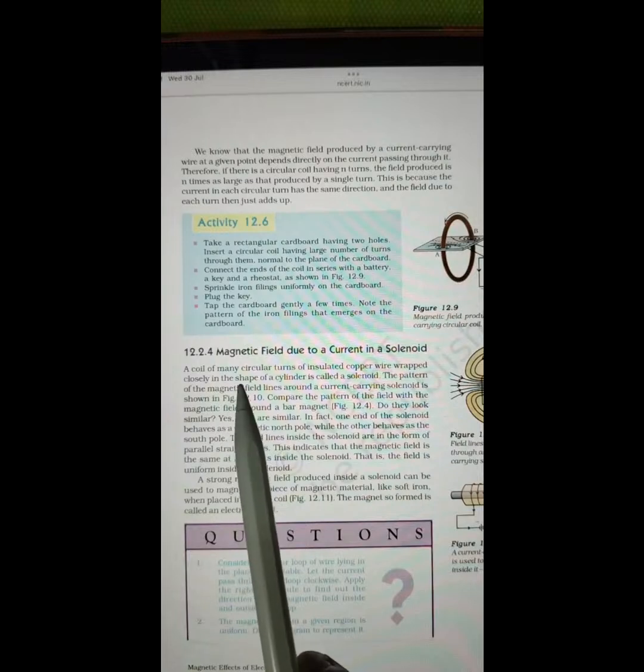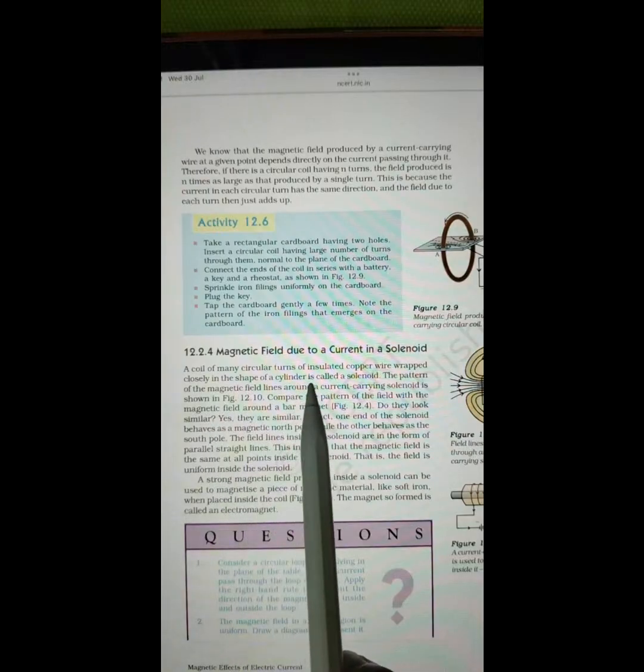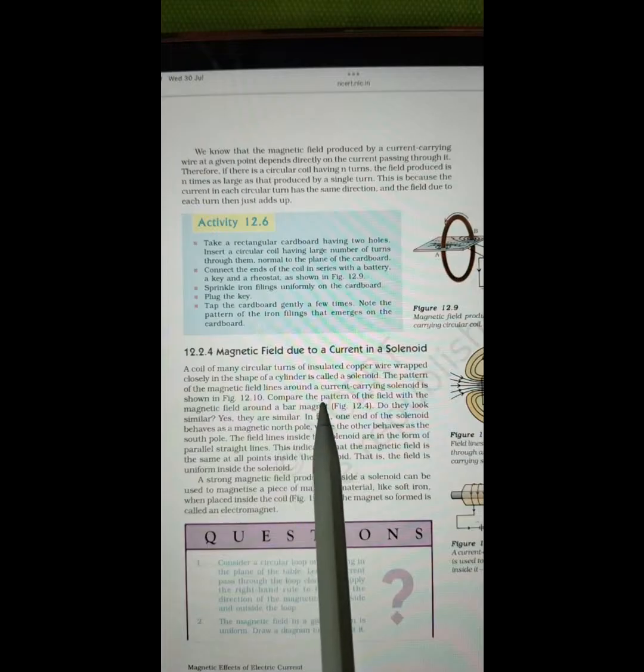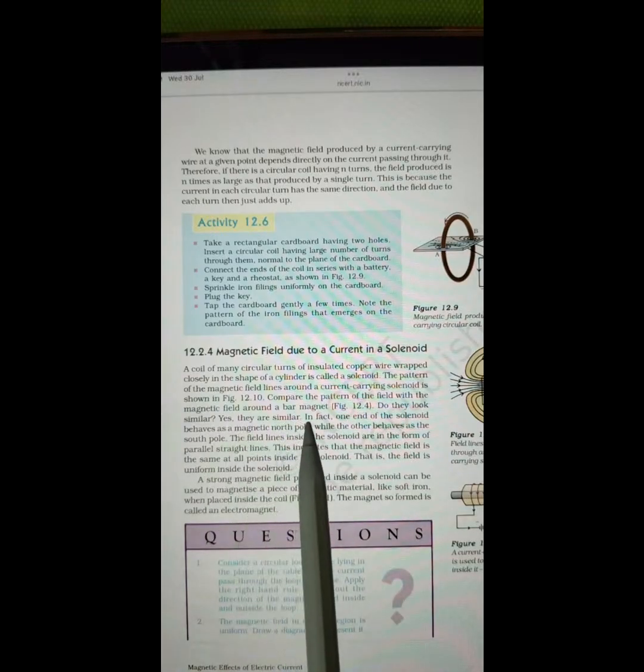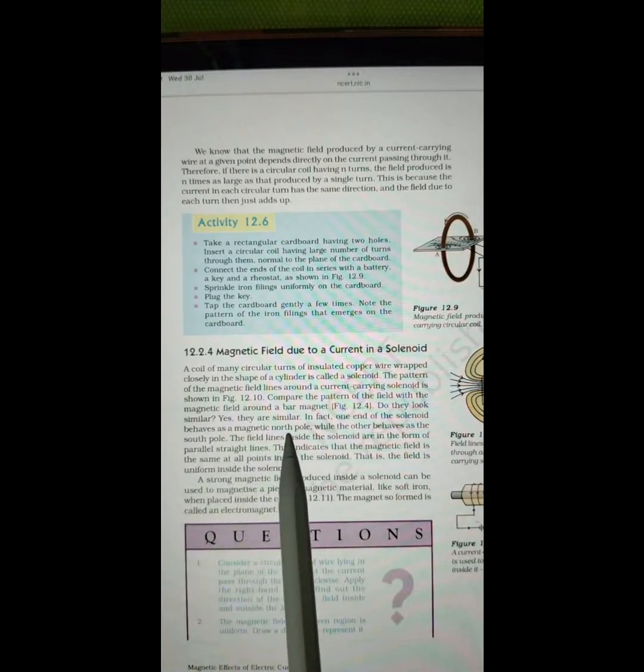12.2.4 Magnetic field due to a current in a solenoid. A coil of many circular turns of insulated copper wire wrapped closely in the shape of a cylinder is called a solenoid. The pattern of the magnetic field lines around a current carrying solenoid is shown in figure 12.10. Compare the pattern of the field with the magnetic field around a bar magnet, figure 12.4. Do they look similar? Yes, they are similar.